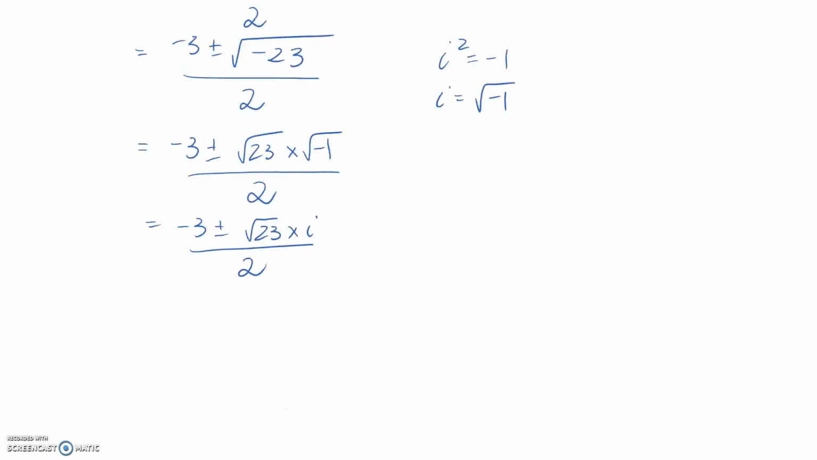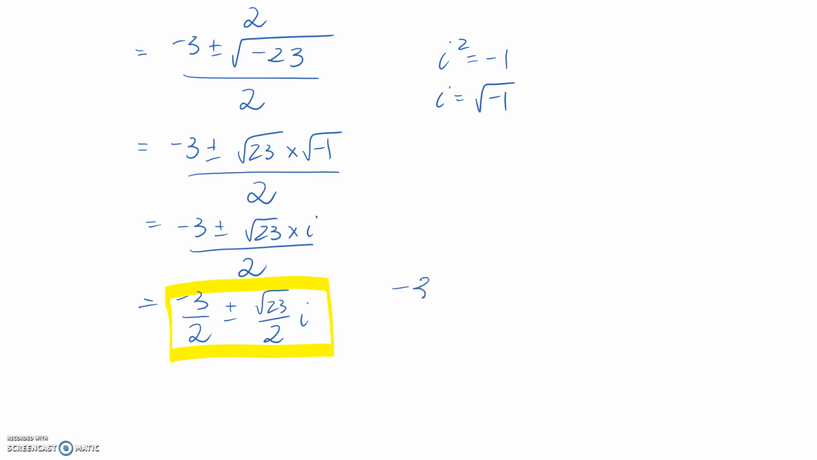Cool. And so the last little bit here is just writing it in our Cartesian form. So we can put the 2 under both of our numerator parts. So it will be negative 3 on 2 plus or minus, this would be square root 23 on 2, i. So that would be our answer, and we have 2 kind of solutions here then.